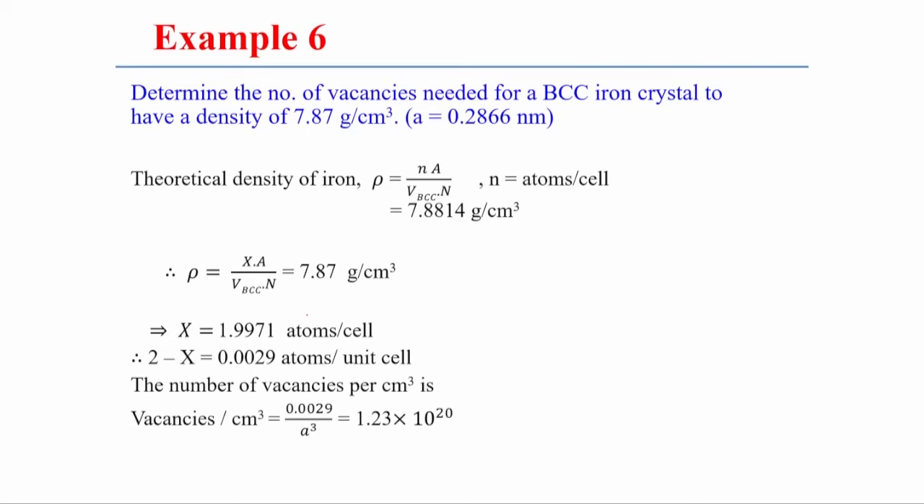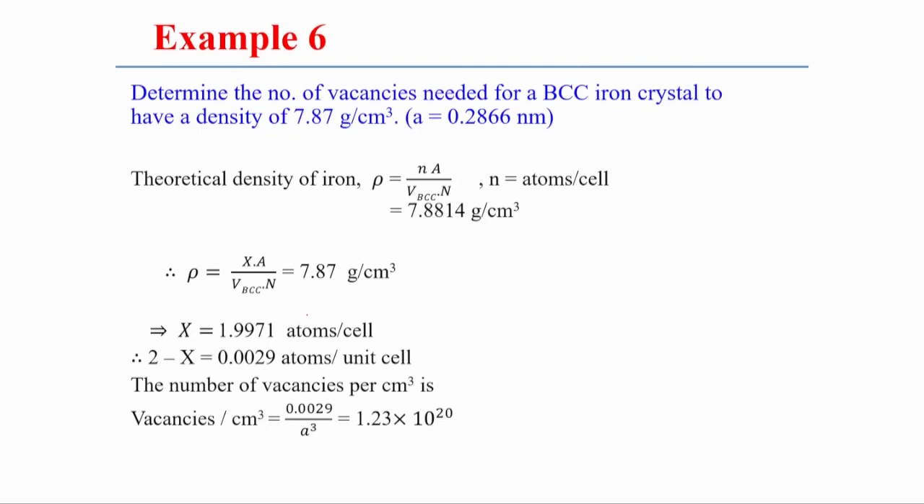That means 2 minus x, because 2 is the number of atoms per unit cell in the perfect crystal structure without any defects in the case of the BCC structure. So 2 minus x represents the equivalent of the vacancies present in that specific sample.